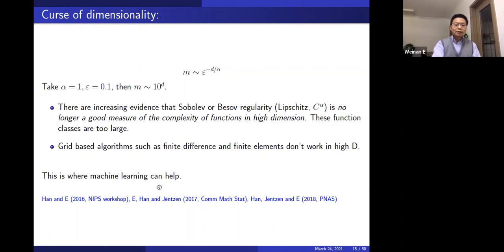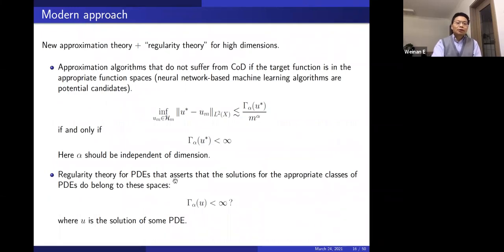Okay, now this is exactly where machine learning can help, as I sort of try to suggest. So in a machine learning scheme, we need to develop a different kind of regularity theory. So we need a new approximation theory. We need a new regularity theory for high dimensional PDEs. By new approximation theory, I mean theorems of this type, where these H_m are not piecewise polynomials, they are neural networks, say. And we want approximation schemes for which the convergence rate, alpha, does not depend on dimension.